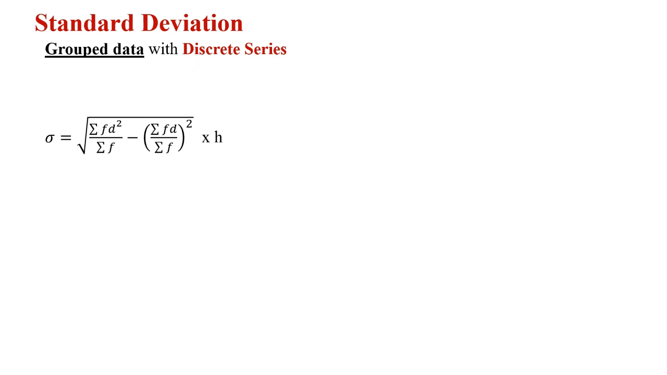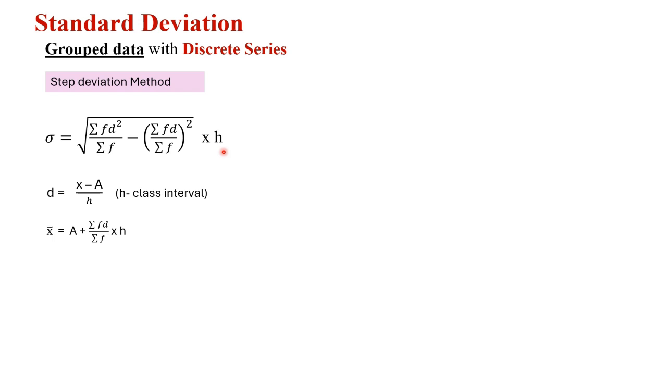In this example, we use step deviation method, same formula, but here we need to multiply with h, which is the class interval. D here is x minus a by h, a is the assumed mean, x bar is a plus sigma fd by sigma f times h.